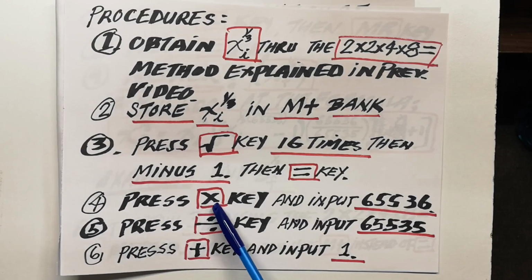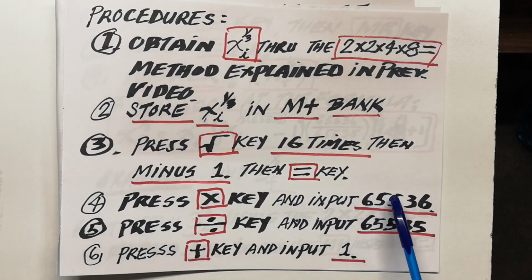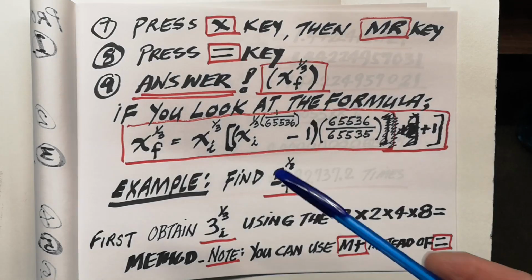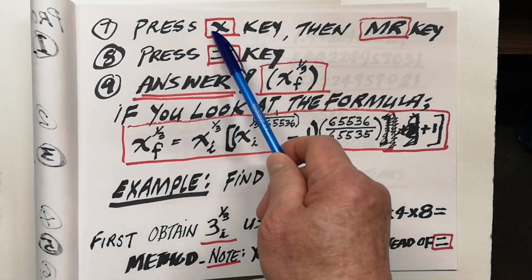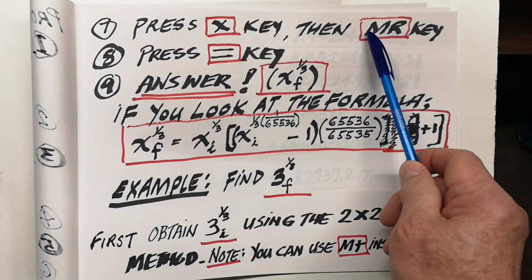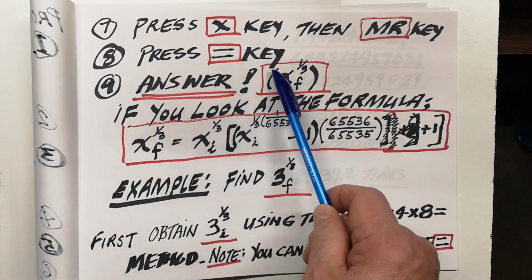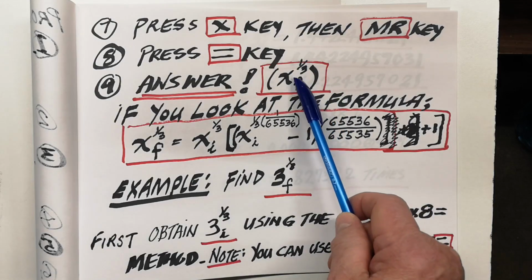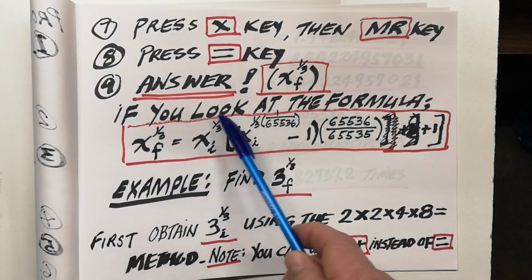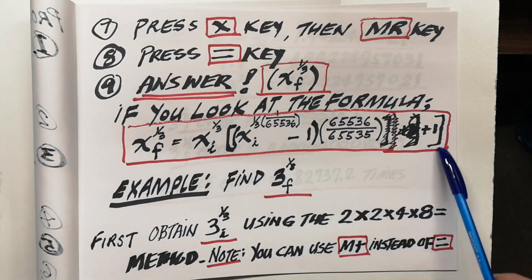Number 4, press the multiply key and input the number 65536. Number 5, press the divide key and input 65535. Number 6, press the plus key and input 1. Press the multiply key, then the memory recall key. Press the equal key, and that's the answer. That's the final x to the 1/3. If you look at the formula, this is the formula.